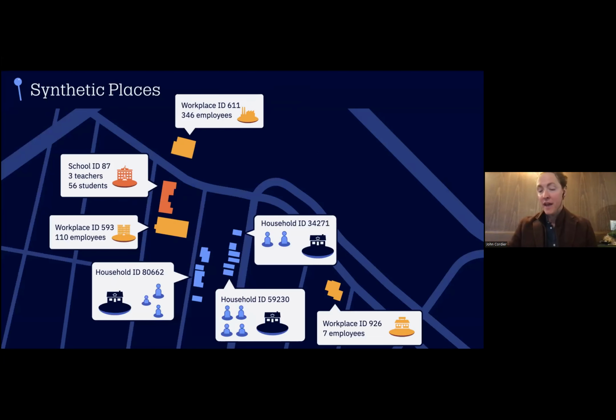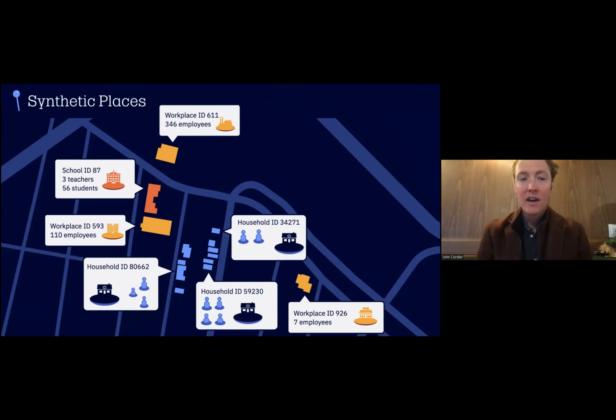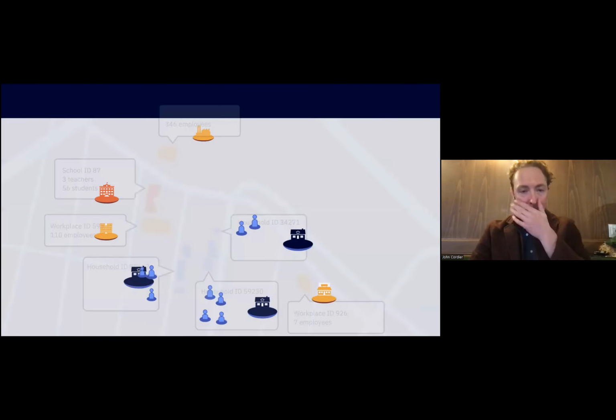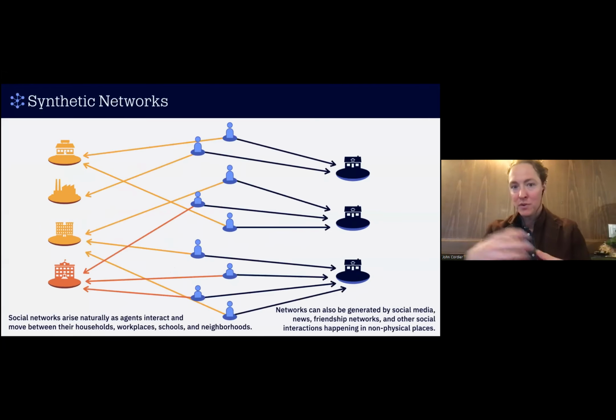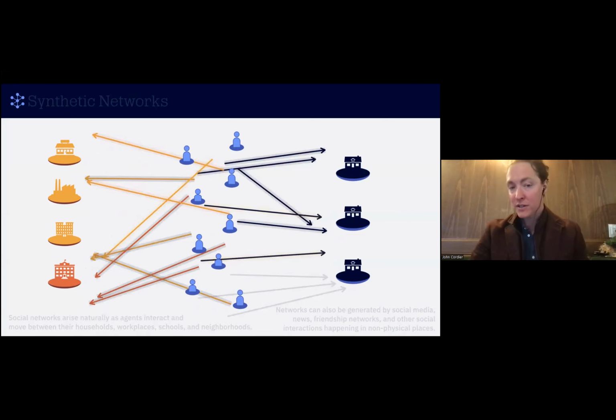The next level of agent is the administrative agent. Every school, household, and workplace has an administrative agent that gets to set the time schedule. They might be able to set rules or policies that are specific to that location and the agents that show up there. And what's going on in the background of the synthetic population is that you have agents that interact in these places and form networks.